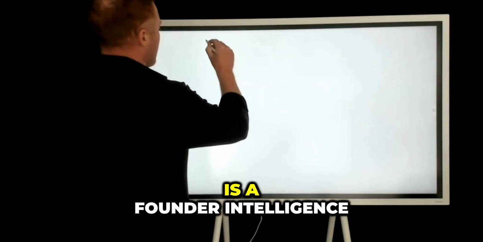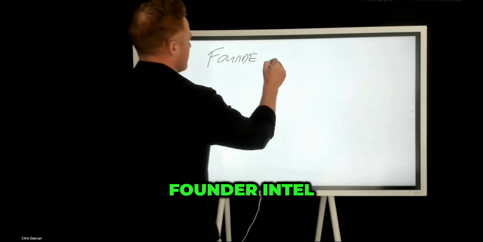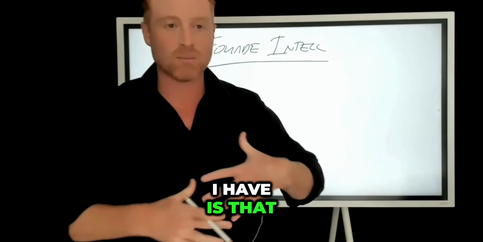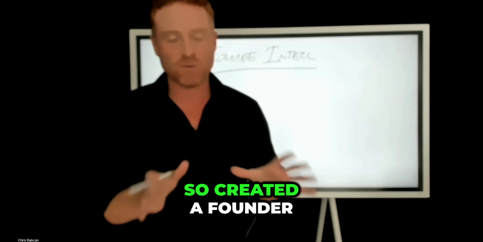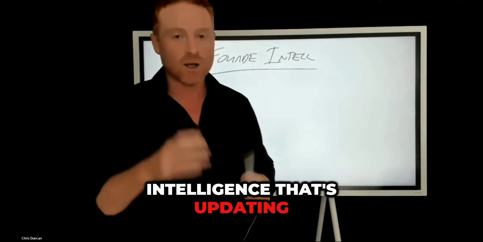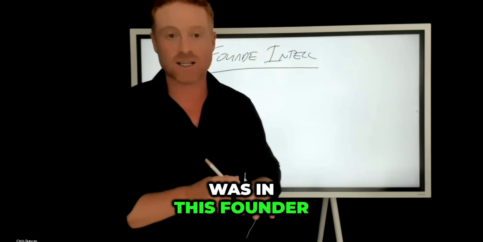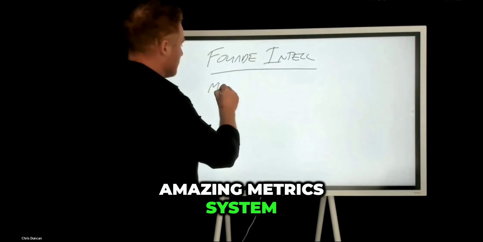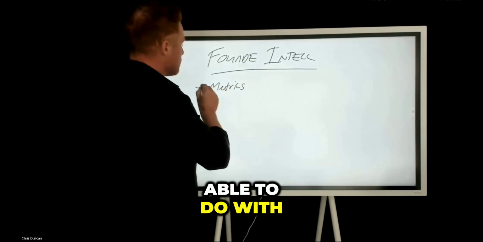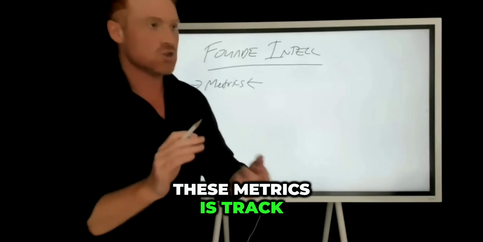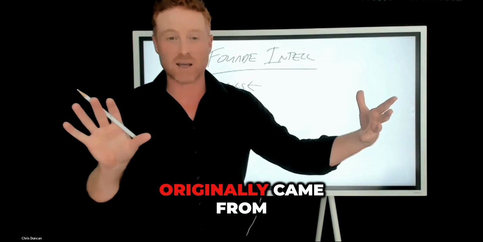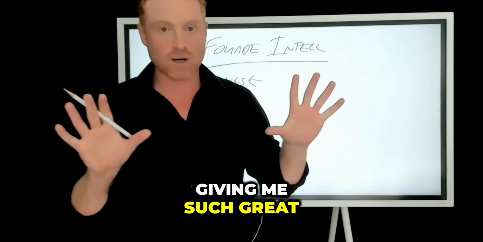The first thing that I built is a founder intelligence, founder intel. One of the biggest problems I have is that my business needs me. So I created a founder intelligence that's updating. The first thing in this founder intelligence is metrics. I created the most amazing metrics system. What I've actually been able to do with these metrics is track back where every single lead in my database originally came from, giving me such great visibility.